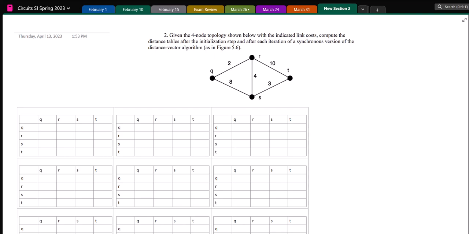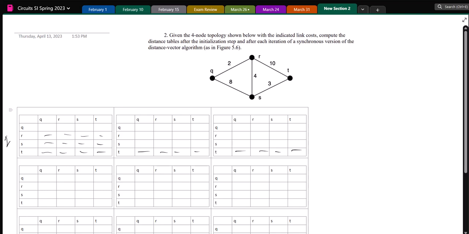Okay, so we'll start with Q. T is not a direct neighbor of Q, so Q will never receive information from T. So we know that that will be blank all the way through. First iteration, we don't have information from R or S either.